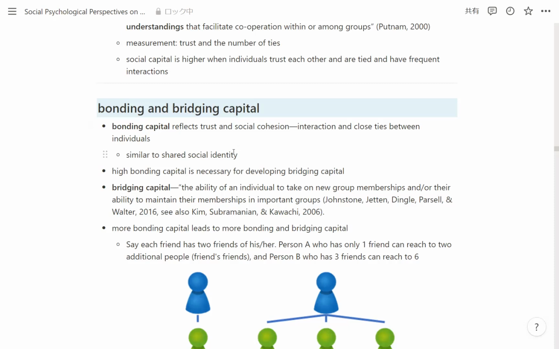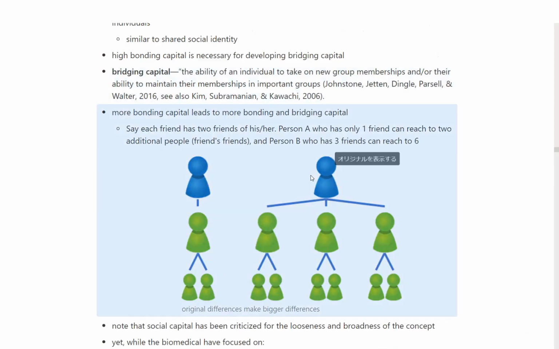When bonding capital is high, it's likely for individuals to develop bridging capital. Bridging capital is the ability of an individual to take on new group memberships and maintain their memberships in important groups. So while bonding capital reflects trust and social cohesion within the group that they already belong to, bridging capital refers to the ability to join a new group and maintain their membership in a group that they already belong to. And they argue that more bonding capital leads to more bridging capital.